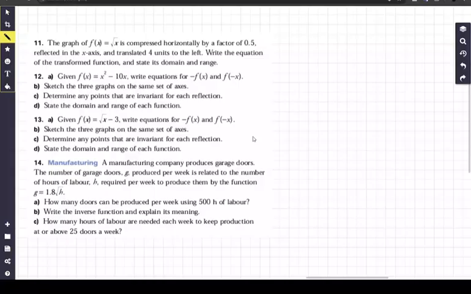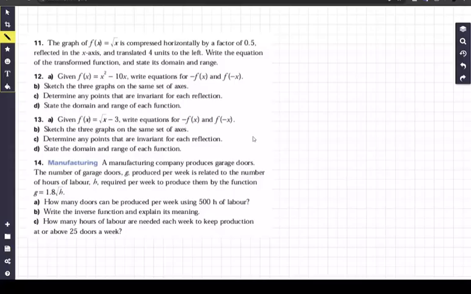Manufacturing. A manufacturing company produces garage doors. The number of garage doors, which is represented by the letter G, produced per week is related to the number of hours of labor, H, required per week to produce them by the function of 1.8 times the square root of H. So for A, we're just directly plugging it in.